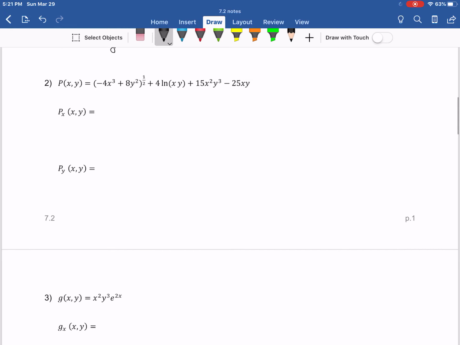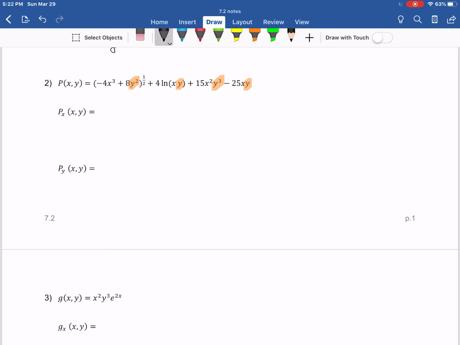All right, so number 2 is a little bit more involved. It's got a lot more things going on. So we have to remember how to handle the power rule and the chain rule and how to differentiate natural logs all on the same problem. So let's first understand how to find the derivative of this function called p with respect to x. In that case, y is your constant. Y is your constant. Y is your constant, okay?